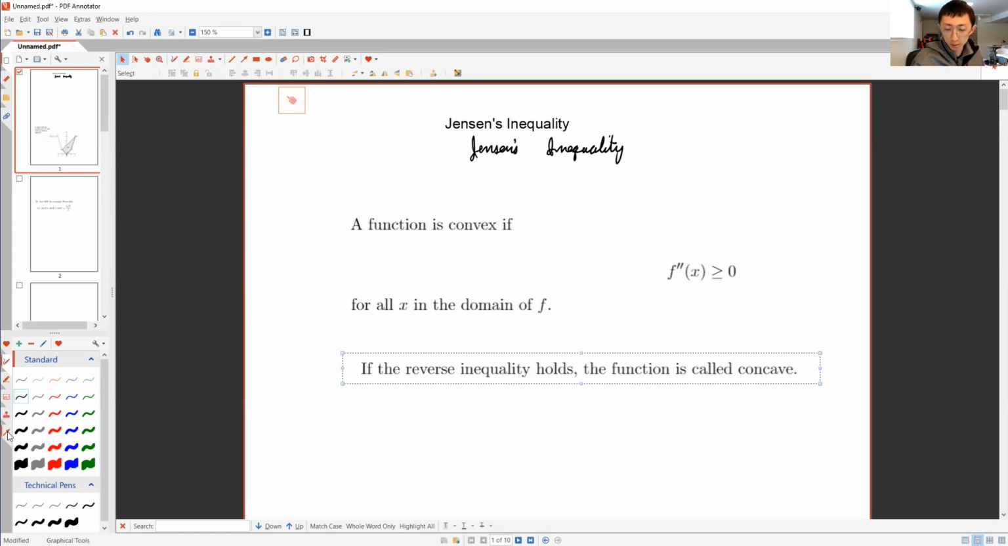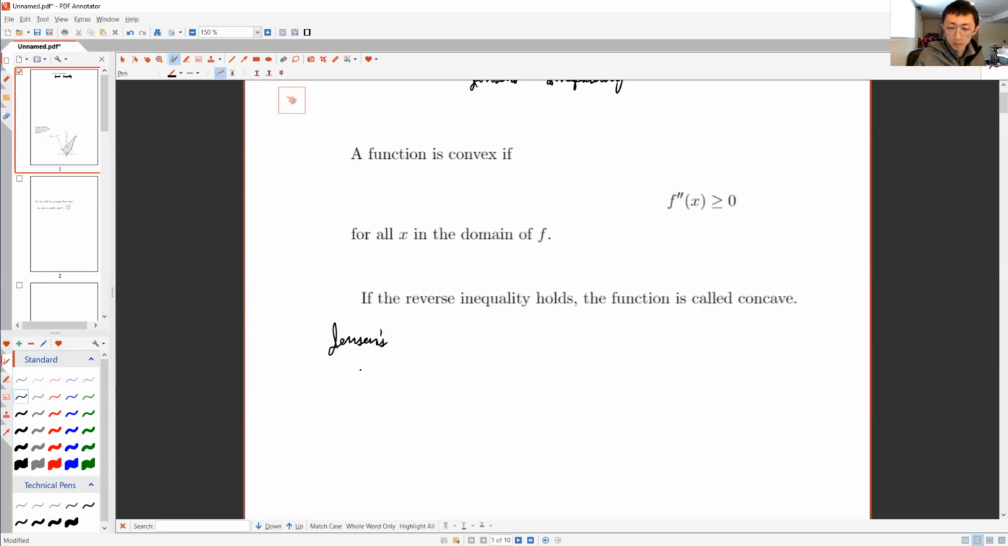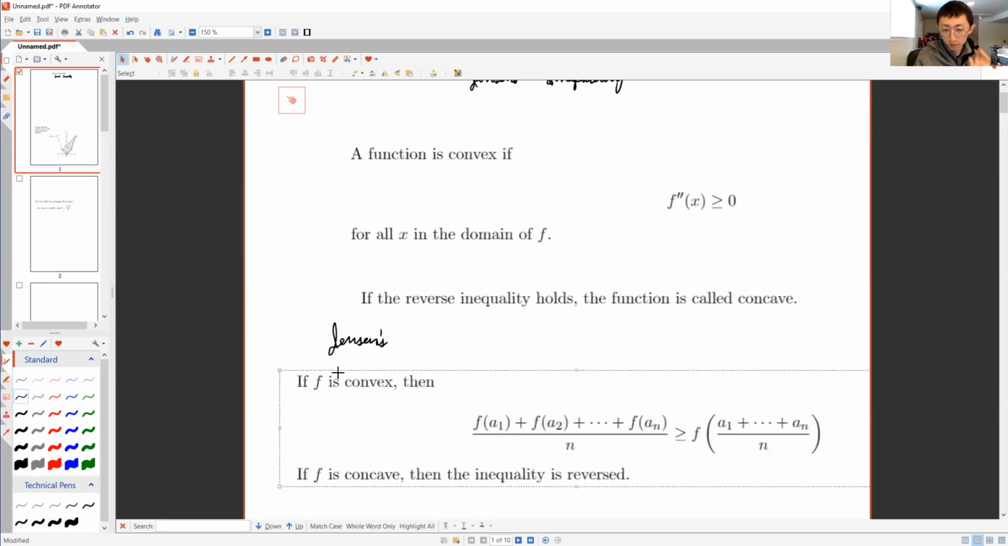So what Jensen's inequality says is that, it looks like Jensen's, but I'm pretty sure it's pronounced Jensen's. So if you have a convex function, the average of the outputs is going to be at least the output of the average of some n real numbers, a1 to an.